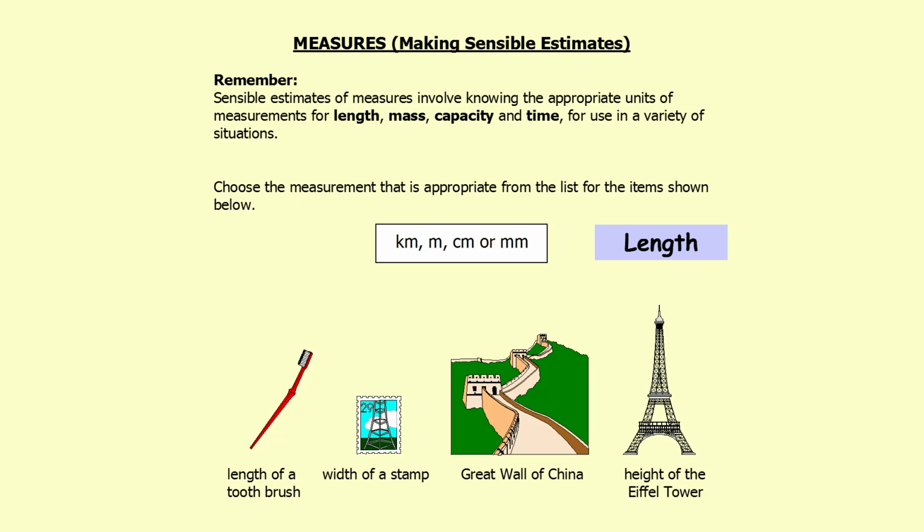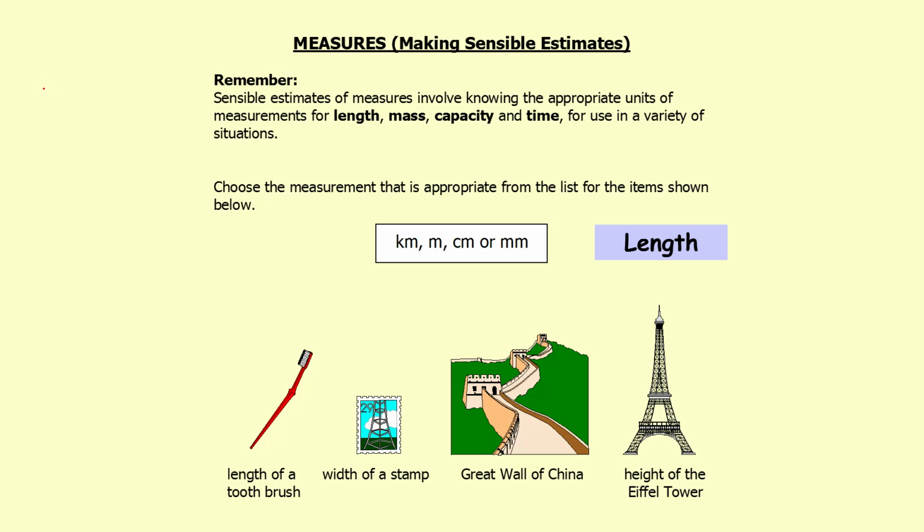Okay, so we're going to be making sensible estimates. We're going to use estimate measures for length, mass, capacity and time in different situations. So here we've got a toothbrush, a stamp, the Great Wall of China and the Eiffel Tower. What I want you to do is to estimate which of these measurements we're going to use for these 4 items. So what I want to see in your book is the following.